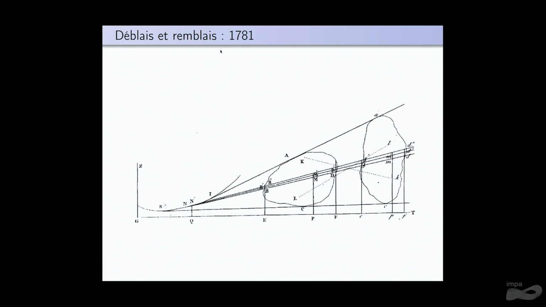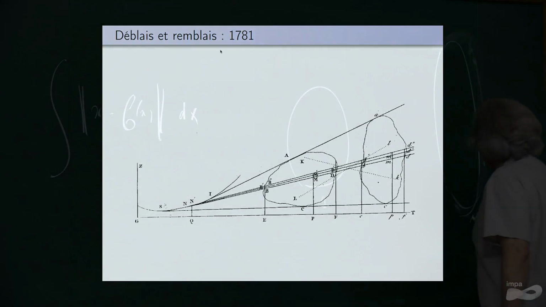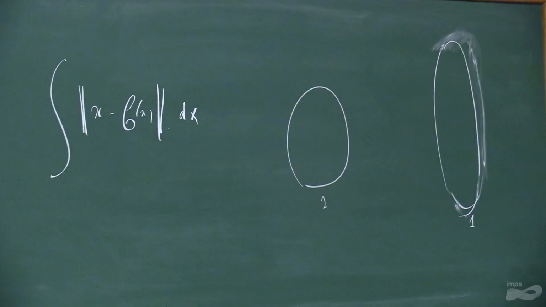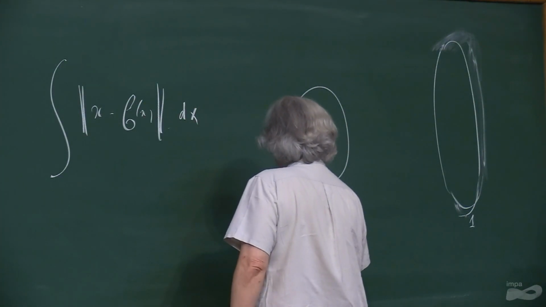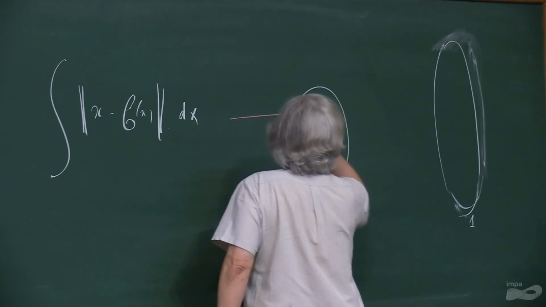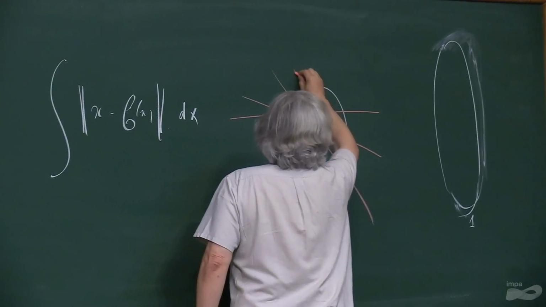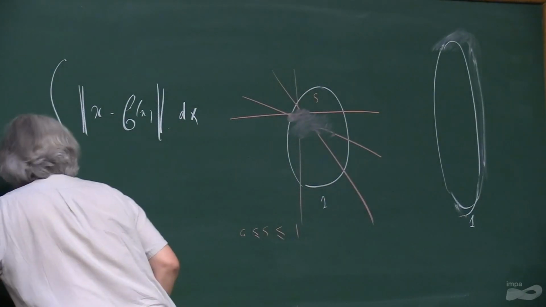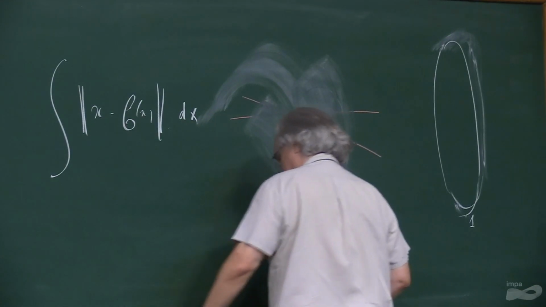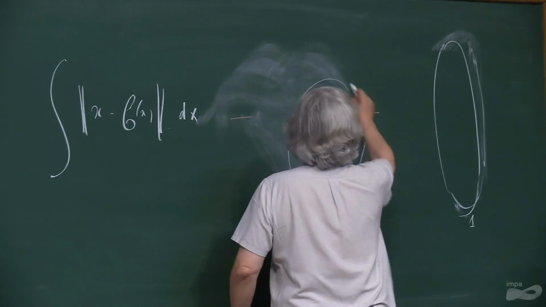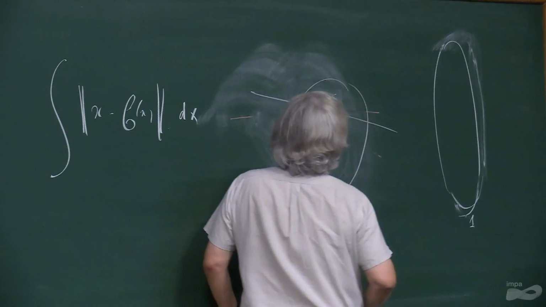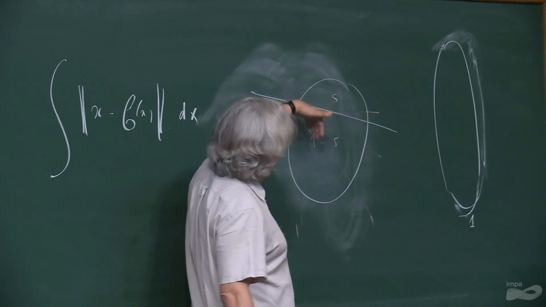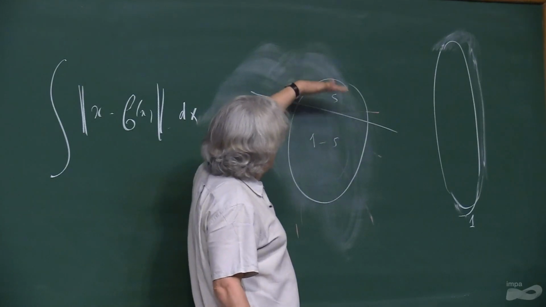And the solution is this. You have these two domains with the same area. Say that the area is 1. And choose some number s between 0 and 1. And look at all lines which divide the first domain in area S1 minus S. You can see that this is a one-parameter family of lines. If you want to cut the first domain in S1 minus S, it's a one-parameter family of lines.